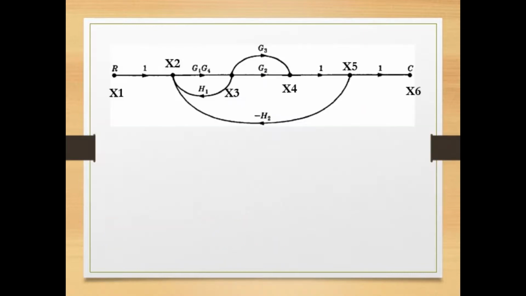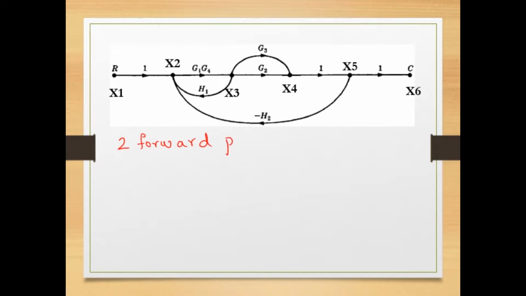So here the forward path is along one direction. You can see here we have two particular forward paths, not one. One is straight, the other one is along G3. So we'll write the two forward paths.